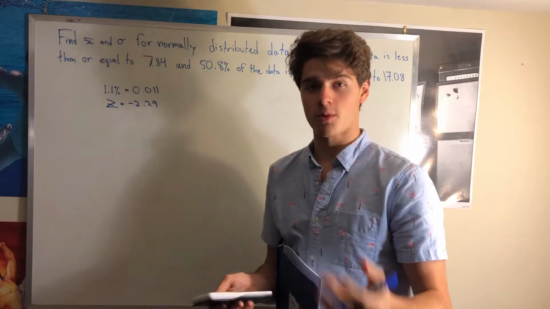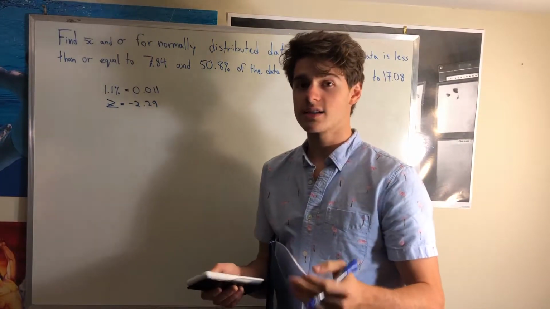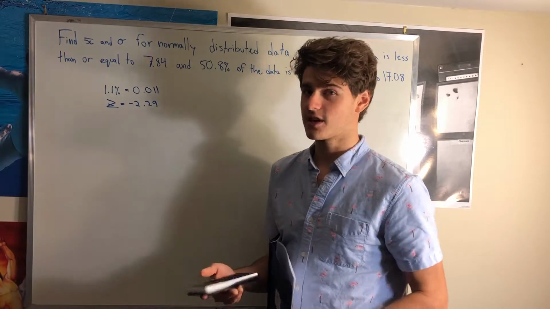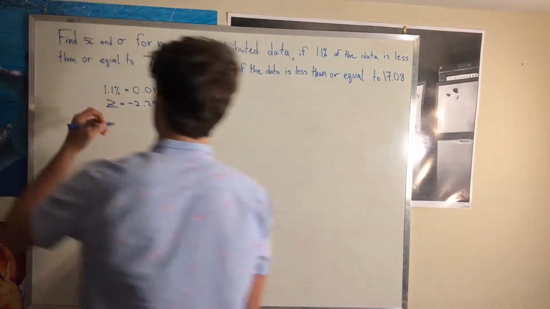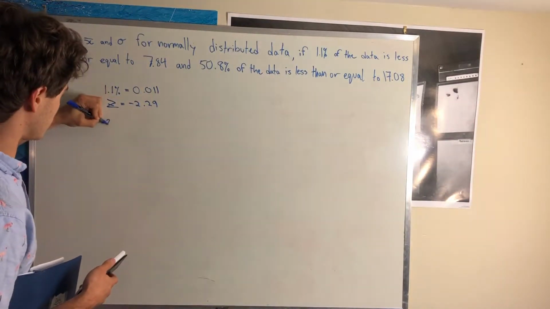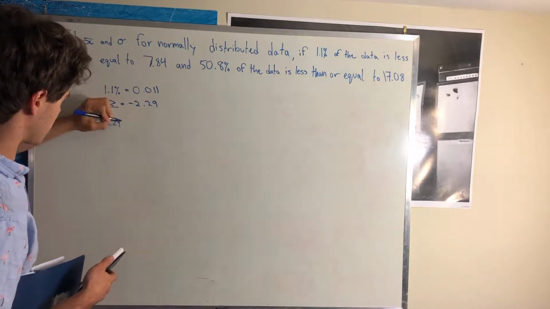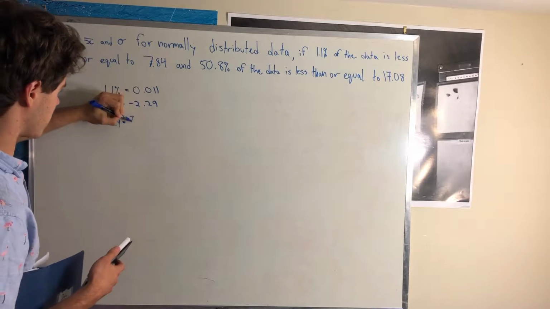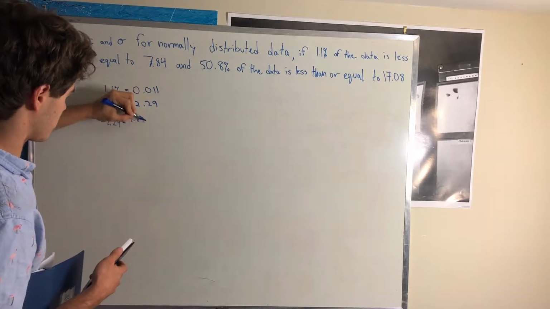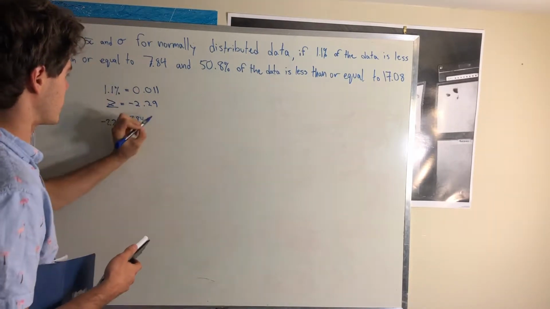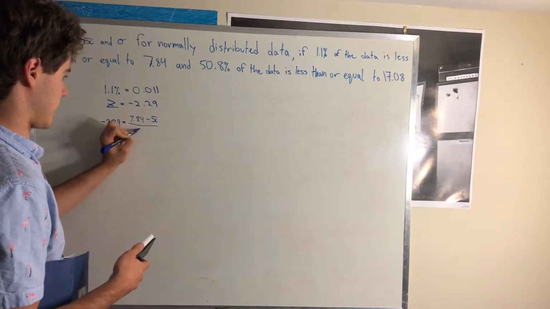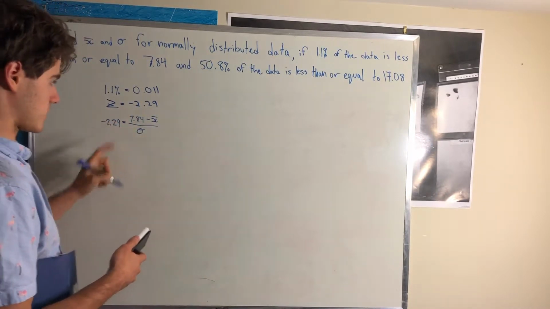Now I also know the formula to find a z-score, right? Z equals x minus x bar over the standard deviation, okay? So I'm going to write that now. So I know that negative 2.29 equals x, so 7.84, minus the mean, which we also don't know, over standard deviation, which we also don't know, okay? So that's our first equation.